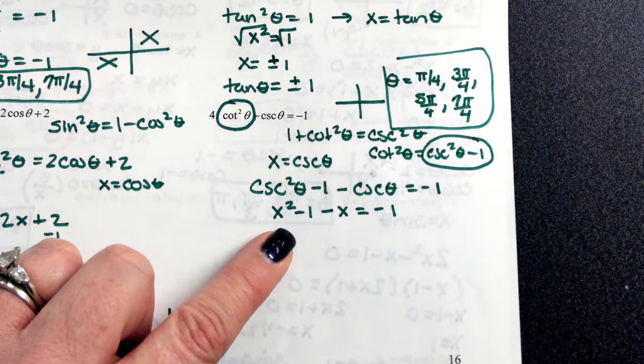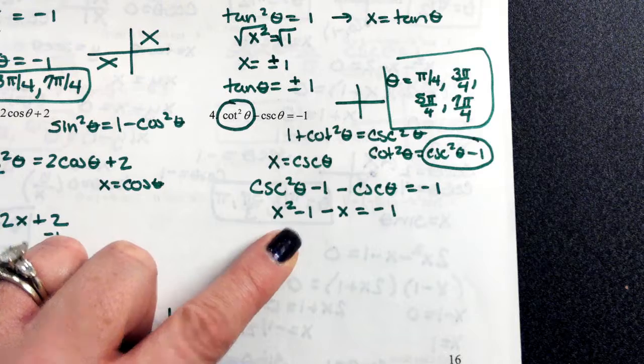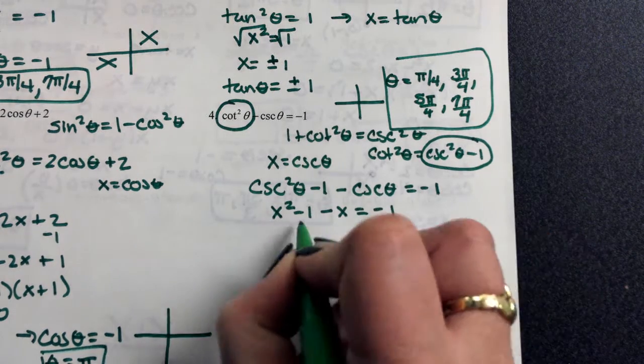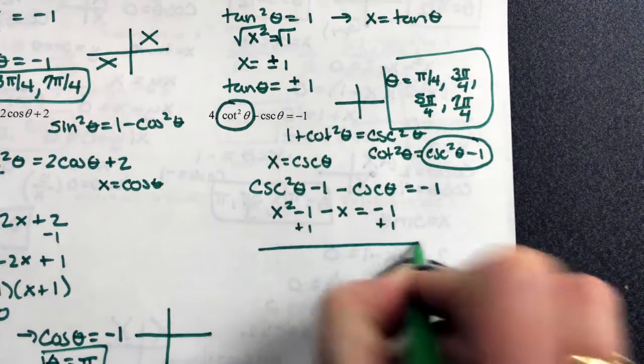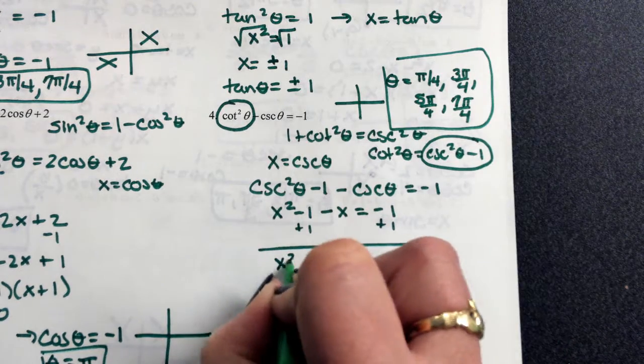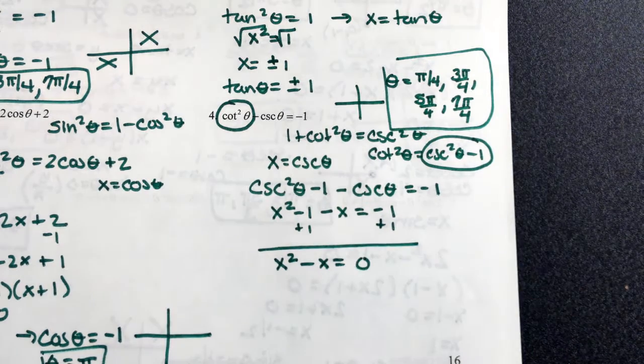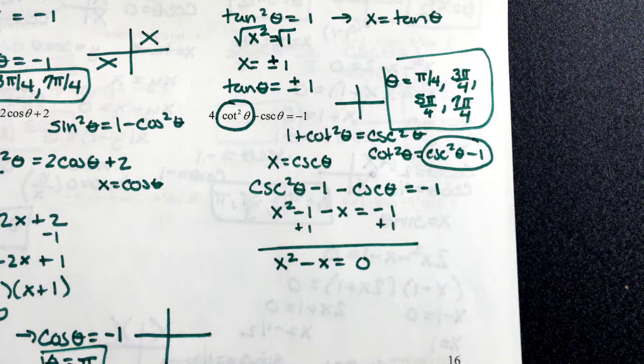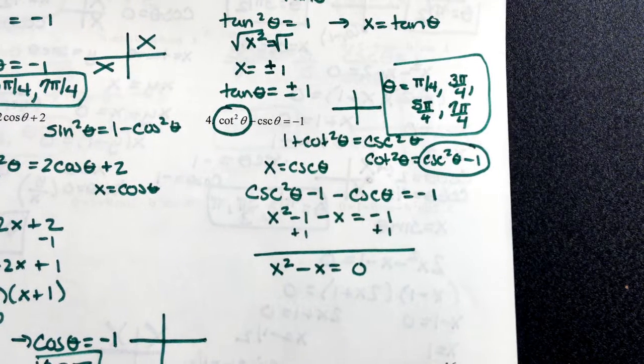Quadratic. So what do you need to have on one side of the equation? You need to have a what? 0. So if I add 1 to both sides, what happens with that minus 1 plus 1? They're going to do what? Cancel. Now how do you factor that? What are you going to do? Take out a GCF. So you guys go ahead and finish factoring that for me.